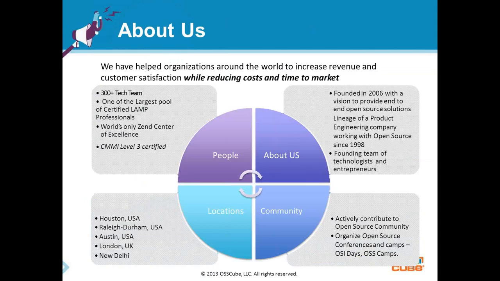We have a 300 plus technical team. We have one of the largest pools of certified LAMP professionals working with us. We are the world's only Zend Center of Excellence with a CMMI level 3 certification. Our principal locations are spread across North America, the UK, and India. We are basically an open source organization, and we don't only work on open source, we also actively contribute back to the open source community. We organize various open source conferences and camps like OSI Days and OSS camps, where speakers across the open source community come and give presentations and benefit the open source community.